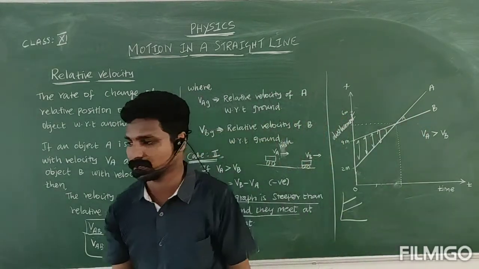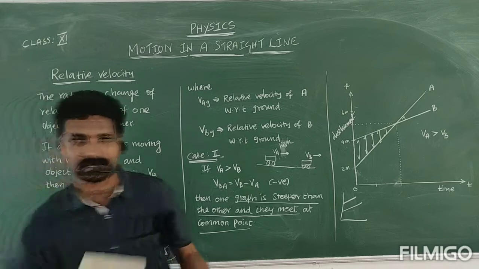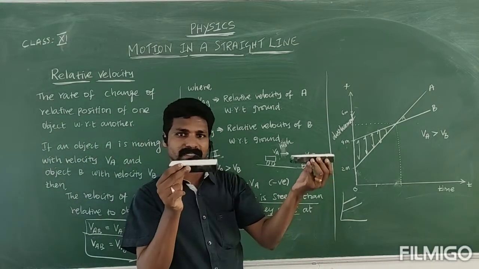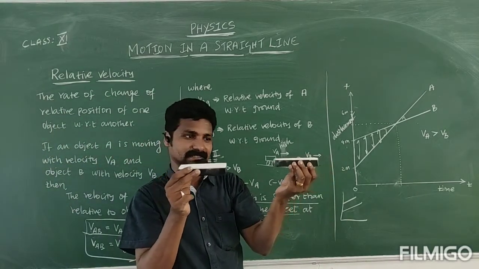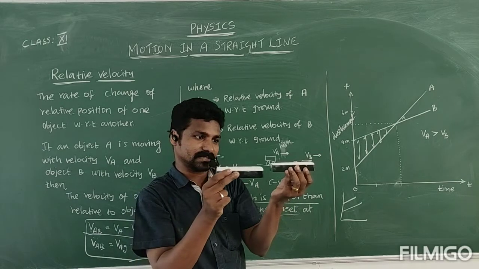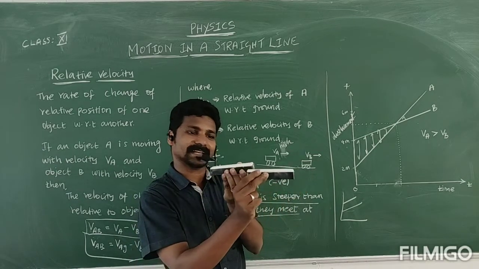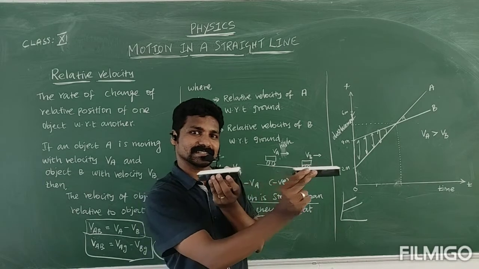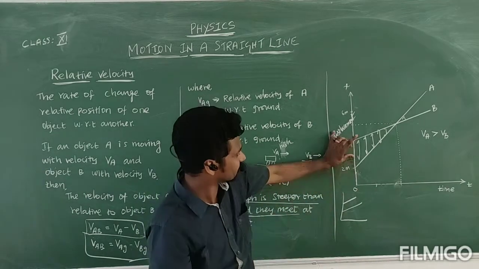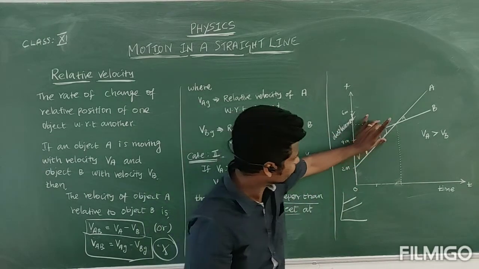How? Because object A and object B initially have some distance. Then the distance reduces, reduces, reduces, to zero. Then again the distance is increasing, increasing, increasing. So that is shown here.